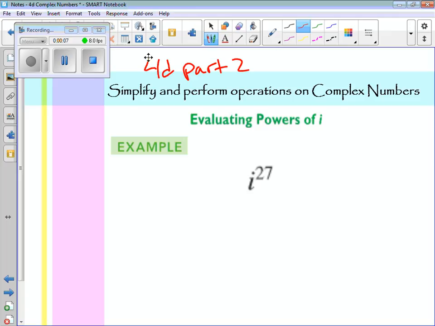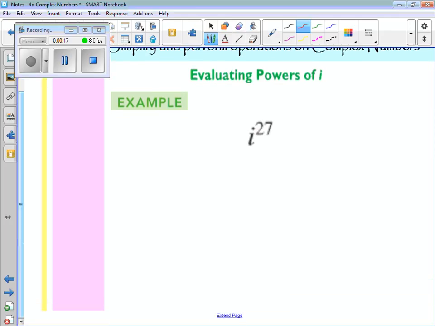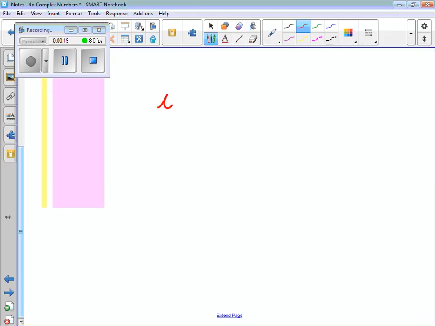4D Part 2, the first part is to simplify i to any power. Let's talk about i a little bit. Remember that i is equal to the square root of -1. So if I square i, that's -1. So if we continue, the first one was i to the first power.